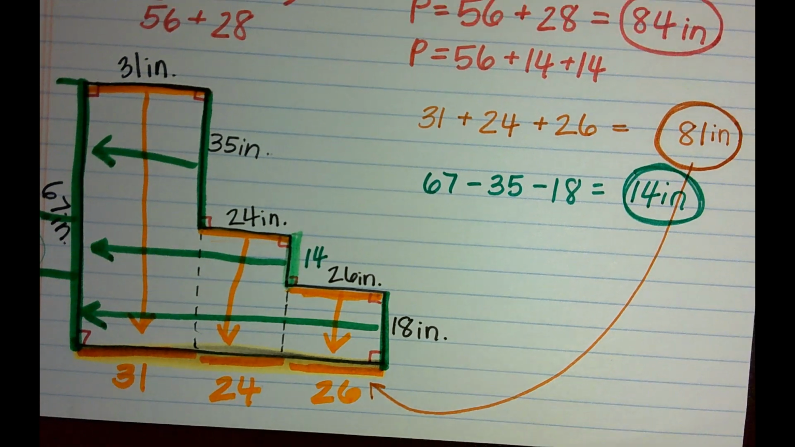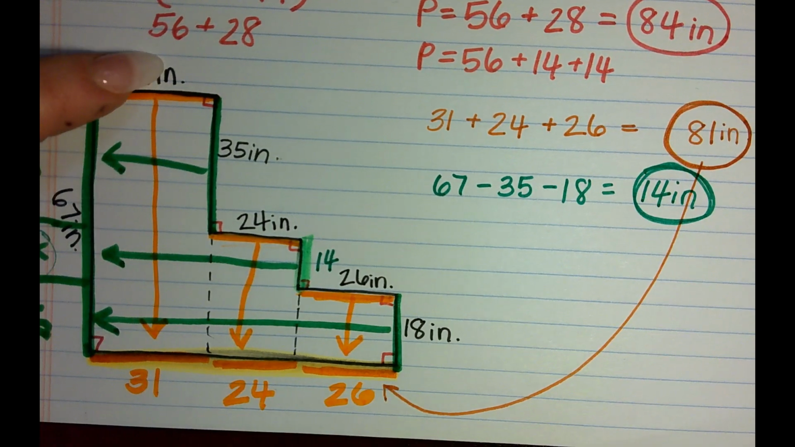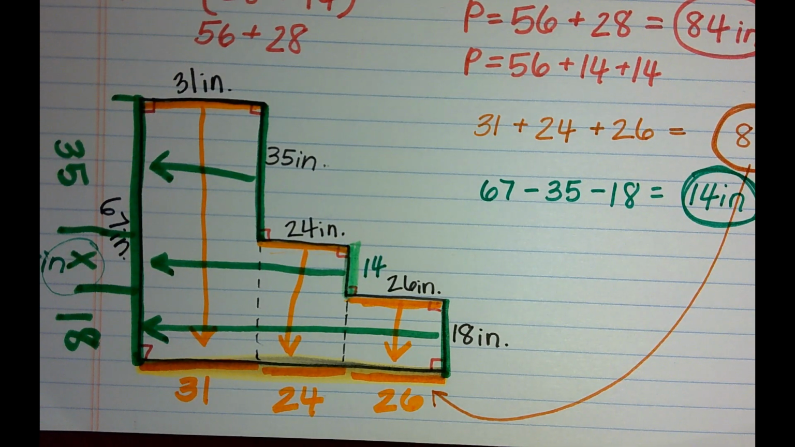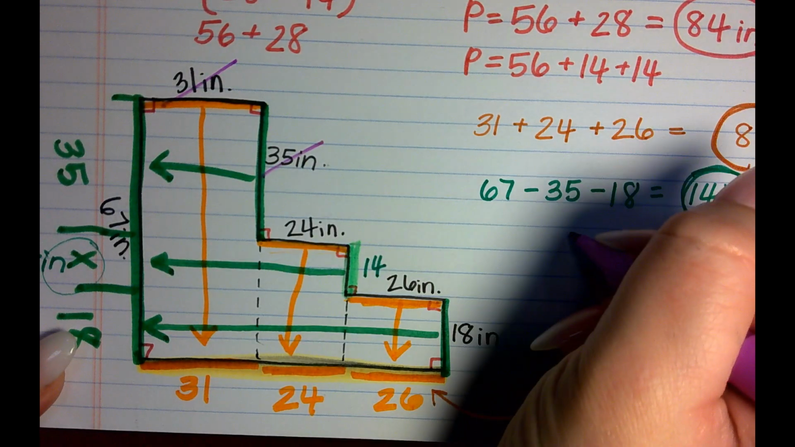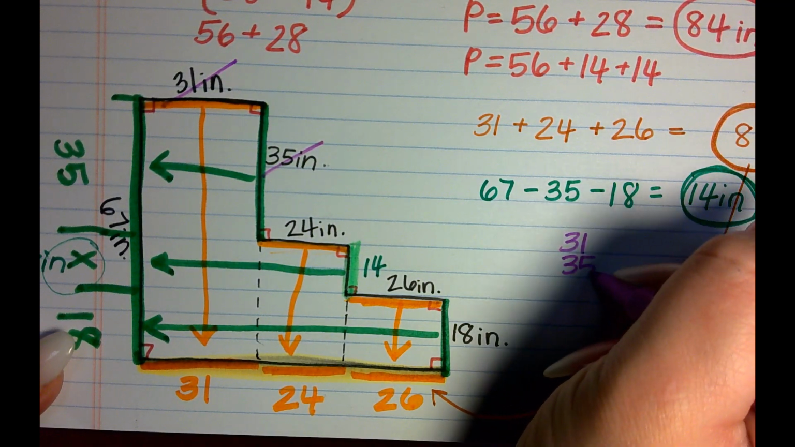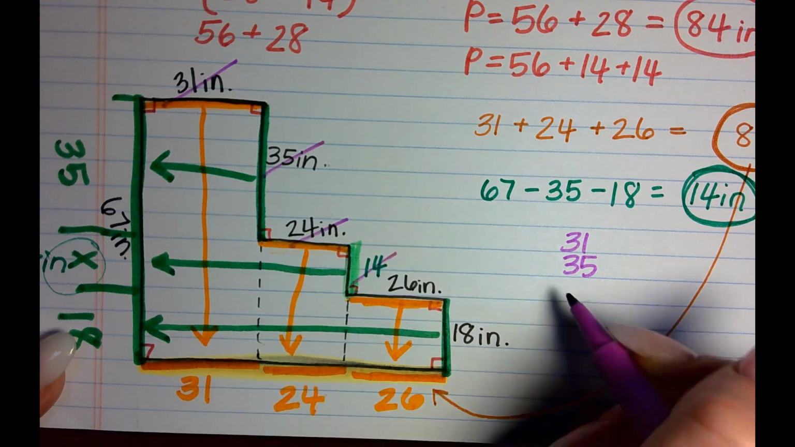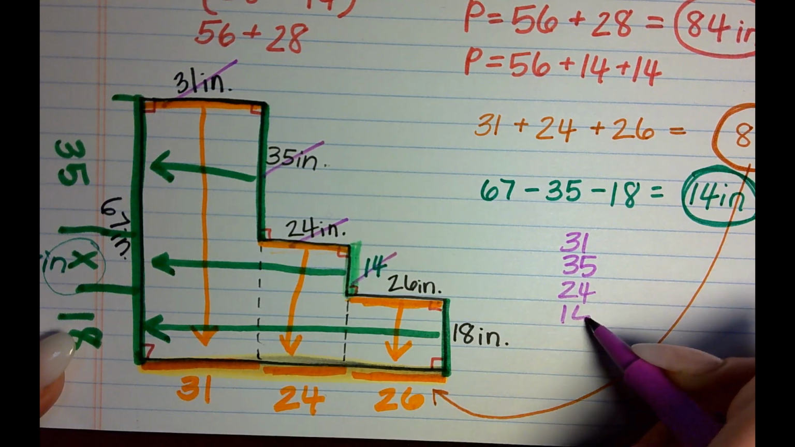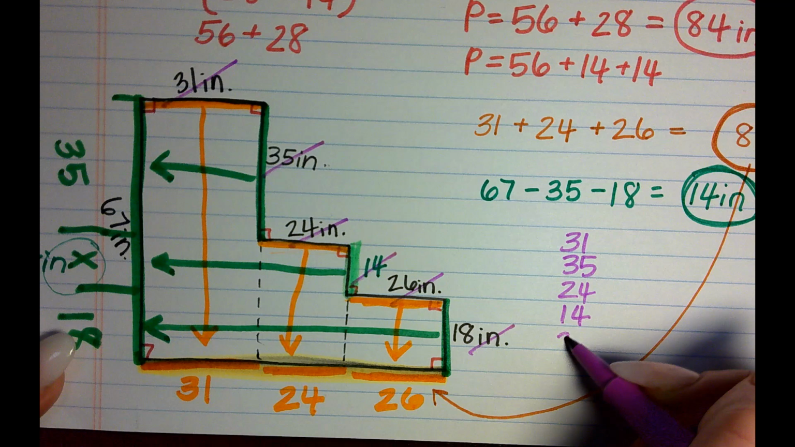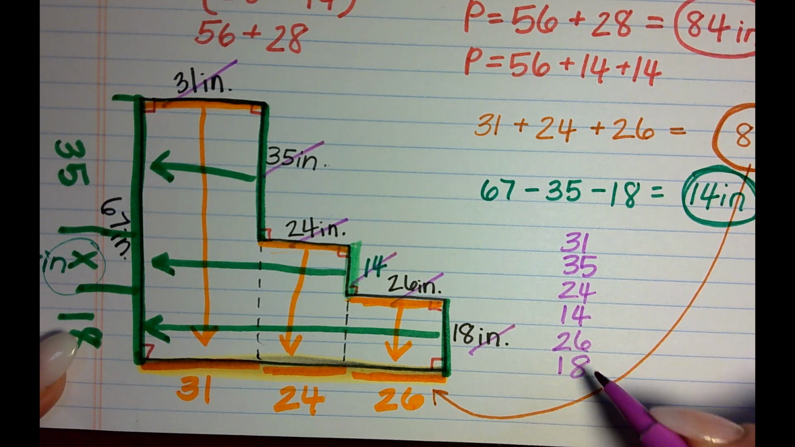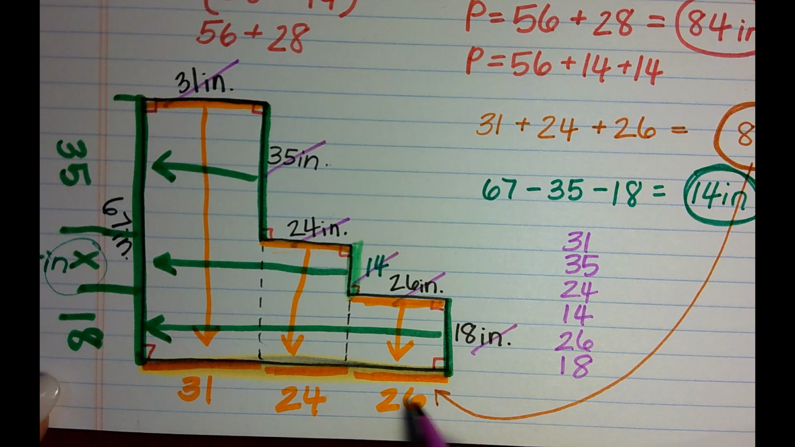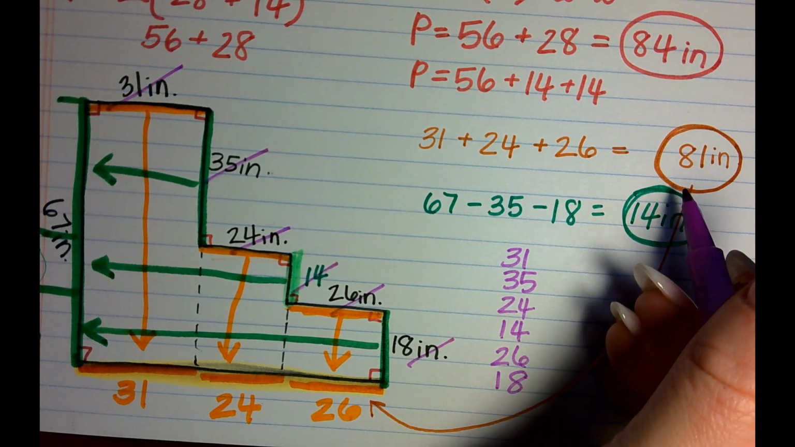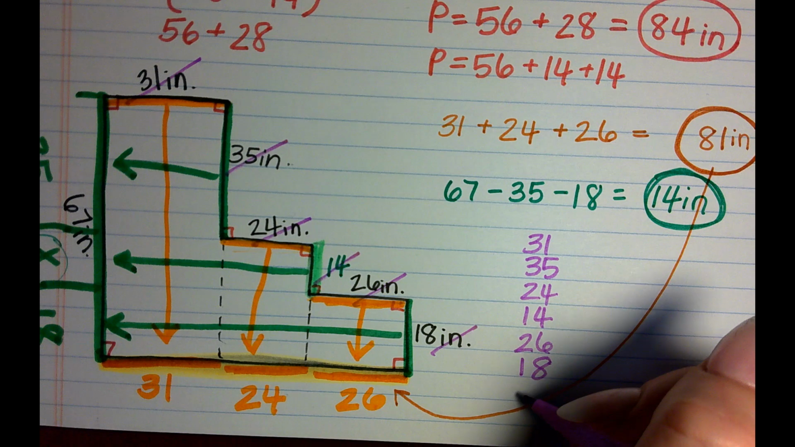So, let's see. 31. And here's what I'm going to do. You don't have to do it this way, but I like to cross things off as I use them because I lose track of things. 31, 35, 24, 14, 26, 18. I could just write these three numbers again, but to save myself some time, I'm going to write 81 because I already added those together.